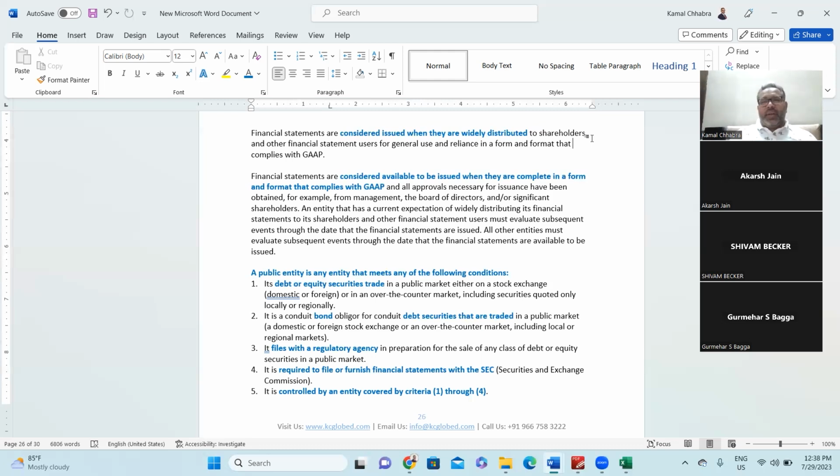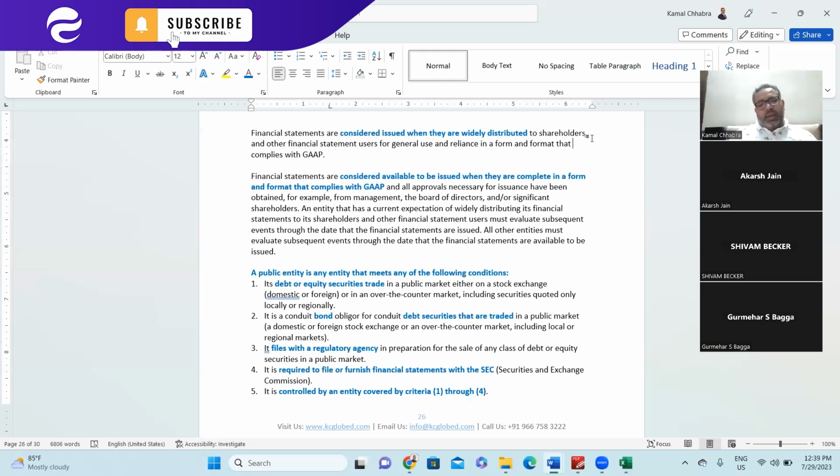But if it is a private company, non-listed company, then the date when management and auditor have signed, which is 27th of February, till that date you will be considering the subsequent event. Make sense?